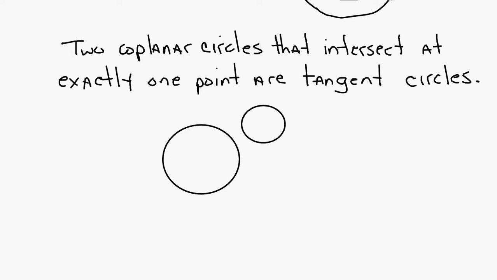Are those tangent circles? No. What about those? No, because they intersect at more than one point. What about those? Yes, very good. So like you could draw a figure 8, a snowman. As long as you're figure 8, they're circles. So what would that red point P right there be called? Point of tangency. Very good.